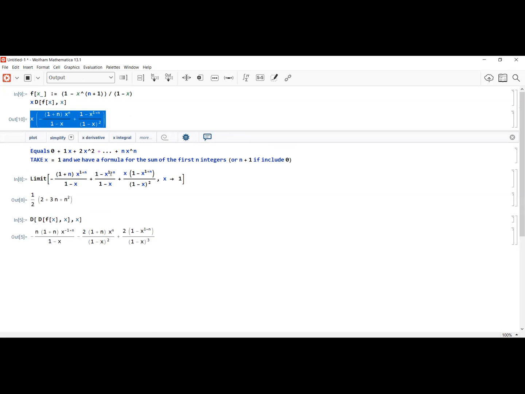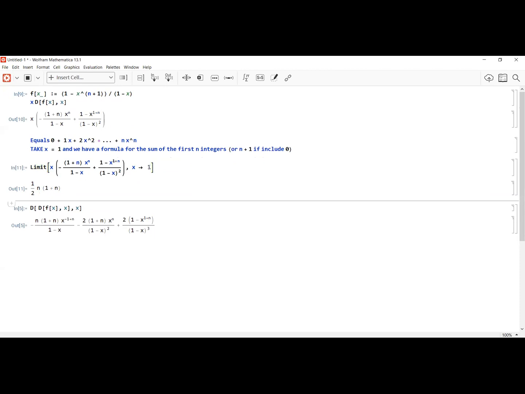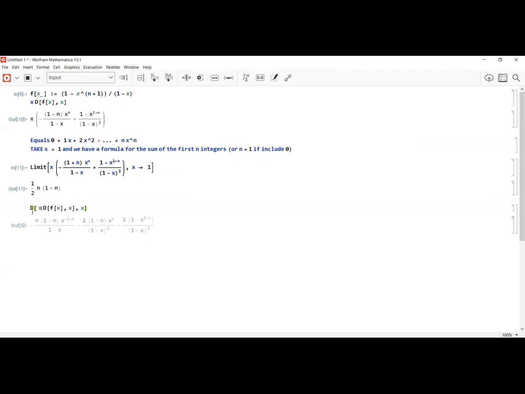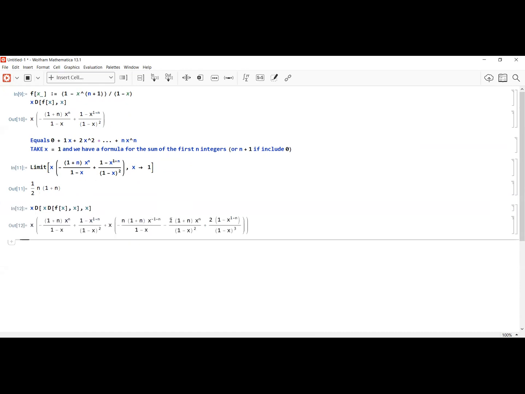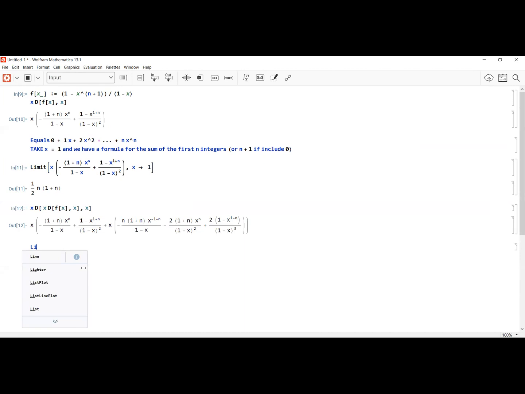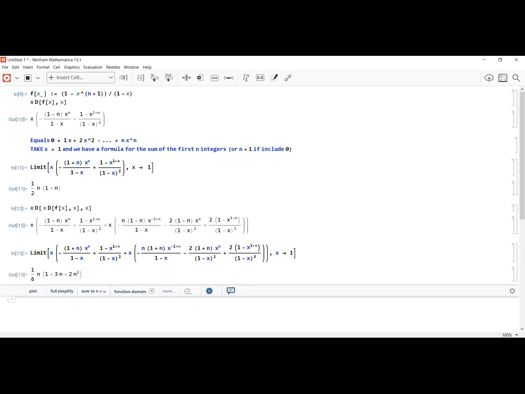Good. And this is why you always do checks to make sure you haven't made a mistake. Okay, there we go. Now we get back where we wanted. So we take the derivative of f with respect to x, and then we multiply that by x, and then we multiply on the outside by x. And now this is the expression we get. That's better. And now we take the limit of that as x goes to 1. Okay. Does that look right?